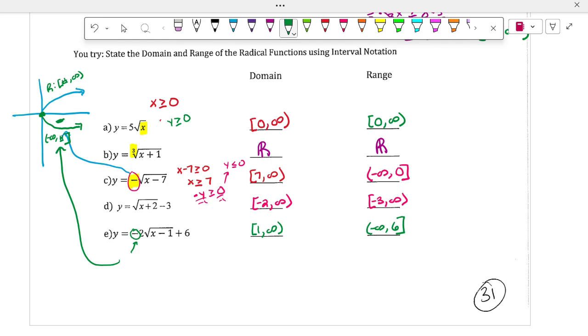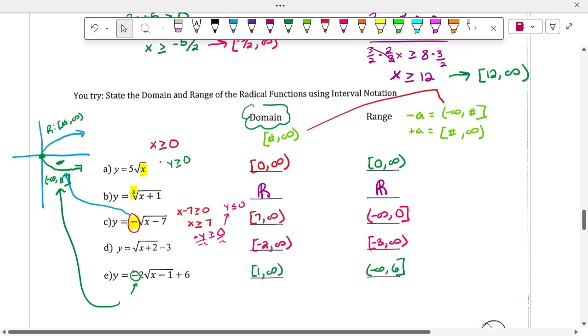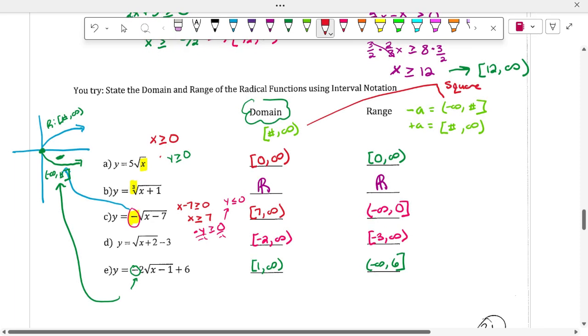So you got to pay attention to whether the front is negative or not. The domain, at least in this class, will always be some form of some number to infinity. The range depends on the a value. If you have a negative a value, it's from negative infinity to some number. If you have a positive a value, it would be from some number to infinity. That's how you'd always write your range. For a square root only. So this only applies to a square root.